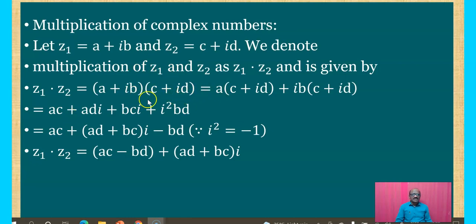Then you will get ac. Next is adi. This is adi. Next is bic. Next is bi into di, that is i square bd. But what is i square? i square is minus 1. Therefore, this is ac, adi plus bci. Take i as common. Then you will get minus bd. And here, z1 into z2 equals (ac minus bd) plus (ad plus bc) into i. This is the multiplication of complex numbers.